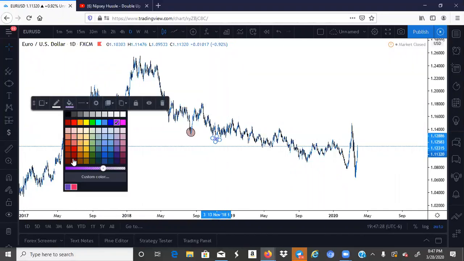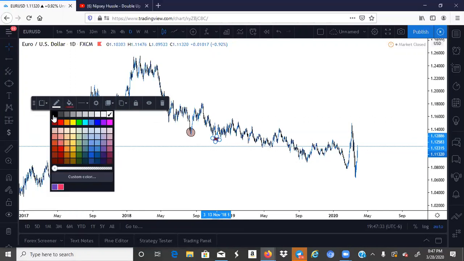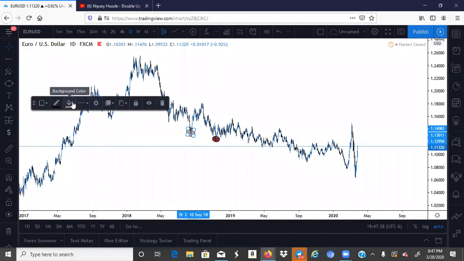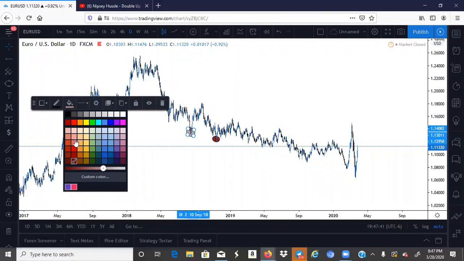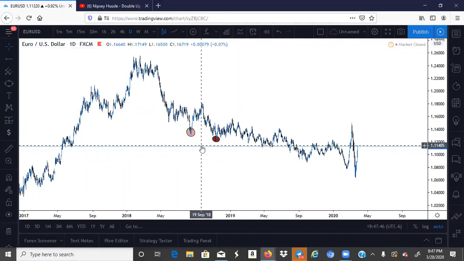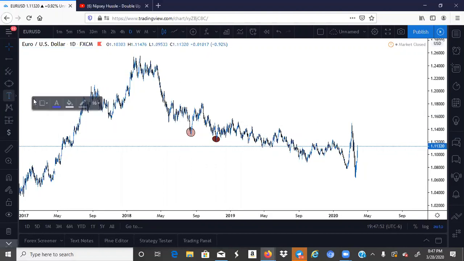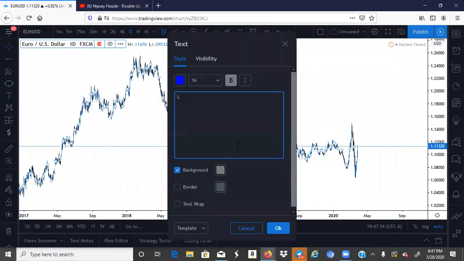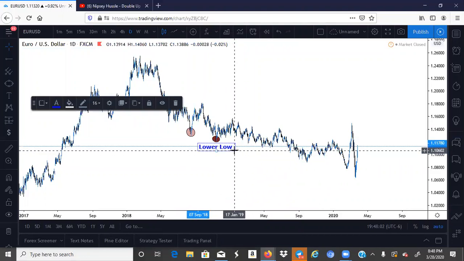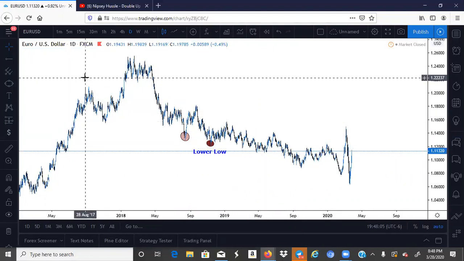This is pretty much, for you guys that don't know, called market structure. If you've been hearing the term market structure and trying to figure out exactly what it is, this is market structure: lower lows, higher highs, and so on and so forth. This is a lower low, and it's exactly what it sounds like. This low is lower than the most previous low. Don't overcomplicate it.